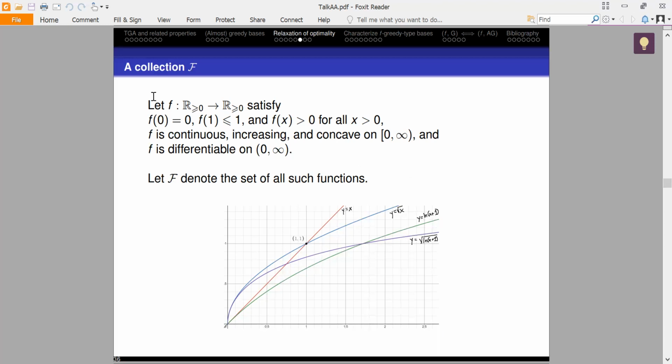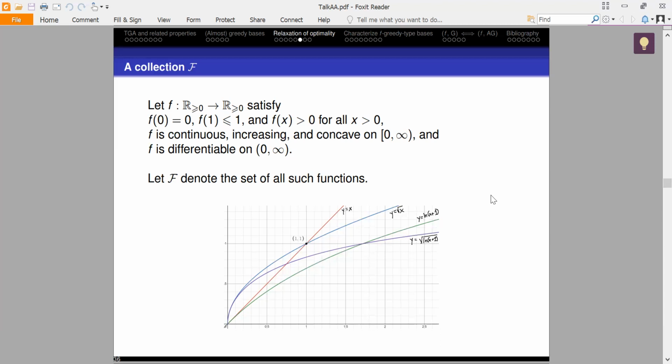I introduced this collection F, and I also put a lot more conditions on it, like being differentiable or continuous, but I do so just to avoid some technical details. We can relax them, but the argument will not be as concise. I believe it will involve a little bit of technicality. These functions include root x, log x, or square root of log x. So a bunch of functions for you to choose from.